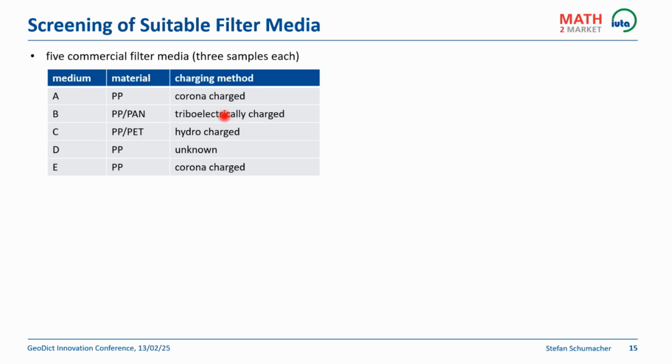We have triboelectrically charged. There you have 2 different polymers in your material, and by friction there is charge separation. You notice if you rub on some material, you get this charge separation. That's basically the same process in the filter. And we had hydrocharged filters. There you have your filter medium, or your fiber, and you shoot a water jet on it. And by this, charges are removed from the fiber, and you get also charging. So these are the 3 most common ways to charge filter media.